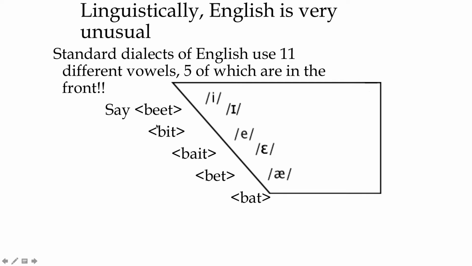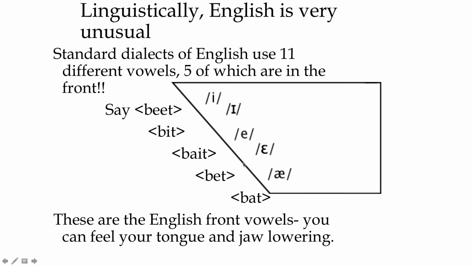But actually, if we say words where we keep the consonants the same and we just change the vowel, beat, bit, bait, bet, bat, E, I, A, E, I, A. It's interesting. If you put your tongue or your fingers underneath your chin and you say these 5 words, you'll actually feel your jaw going down along with your tongue. Your jaw has to move down to make room for your tongue. Beat, bit, bait, bet, bat. You actually feel the jaw lowering, and that's kind of what we mean.